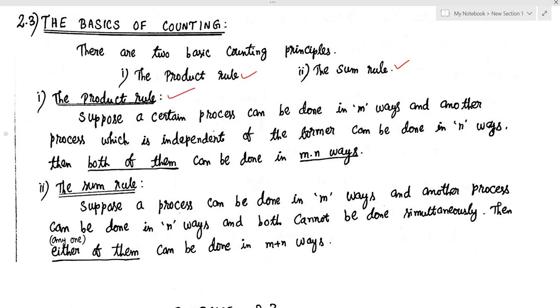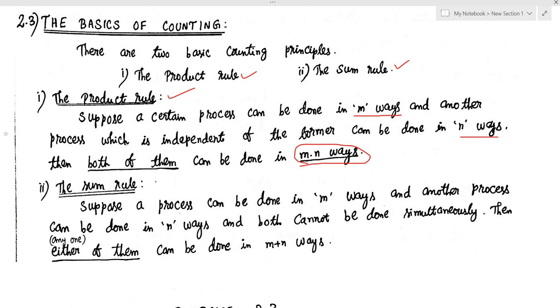Suppose a certain process can be done in m ways and another process which is independent of the former can be done in n ways. Remember here m and n are independent. Then both of them can be done in m into n ways, that is we can use product rule if we consider both of them simultaneously.